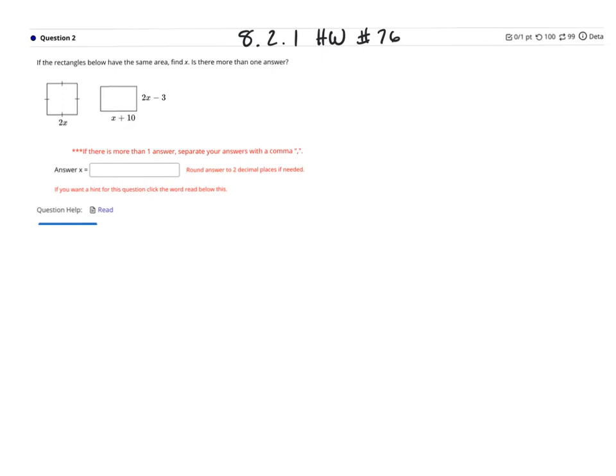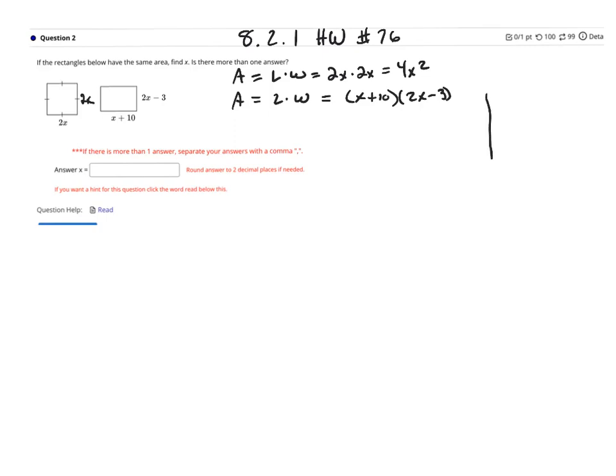For the square, where we have 2x by 2x, I multiplied length times width, which is going to be 2x times 2x, which will give me 4x squared. To find the area of the other rectangle, again, we're going to do length times width. In this case, that's going to be x plus 10 times 2x minus 3.